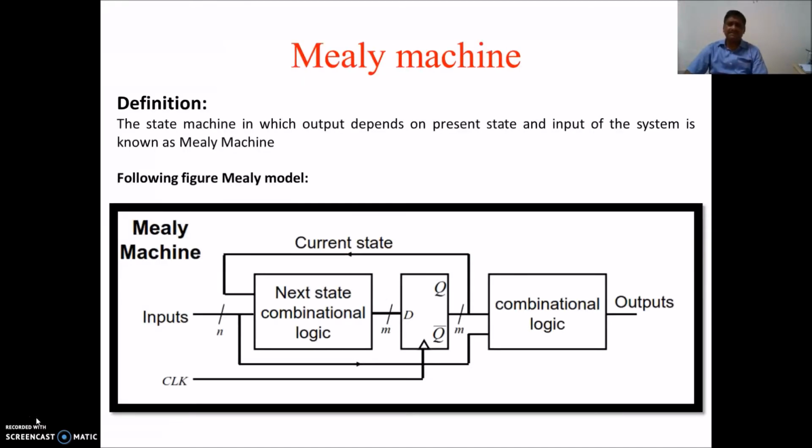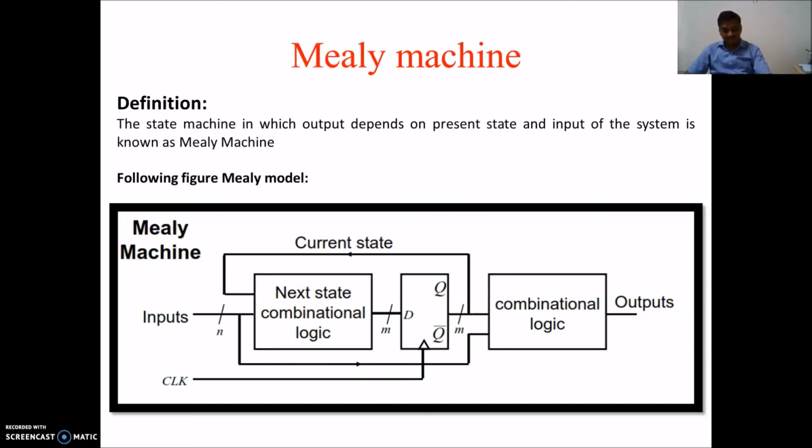As far as the definition of the Mealy machine is concerned, the state machine in which output depends on the present state and input of the system is known as a Mealy machine. Now here in this case, this is the state of the machine, the memory element of the machine. And this is the combinational part, and this is also a combinational part. We have one combinational part at the input side and another combinational part at the output side. Now look at this output. This output depends on the state of the machine as well as the input of the system. This is the input of the system. That's why it is the Mealy machine.